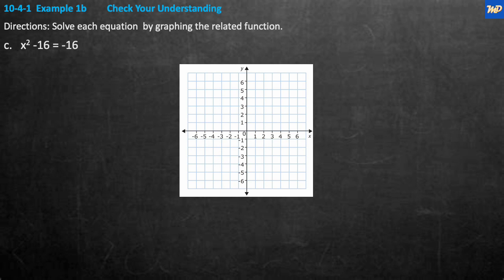So the related function is going to be y is equal to what? Negative 16. Now it equals 16. It says we have to move the negative 16 to the other side. And when we do that, it's going to be y equals negative 16 plus 16, which is 0. So it's going to be x squared plus 0. So y equals x squared.